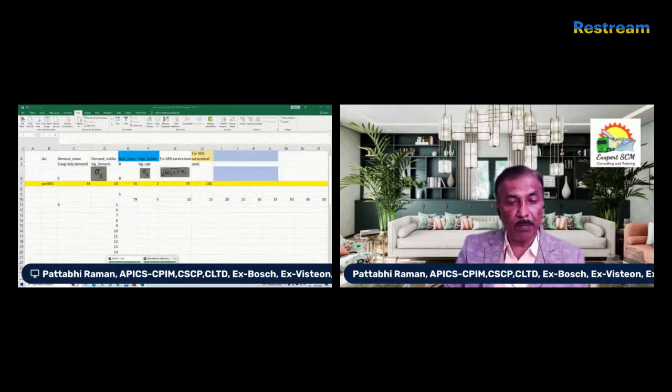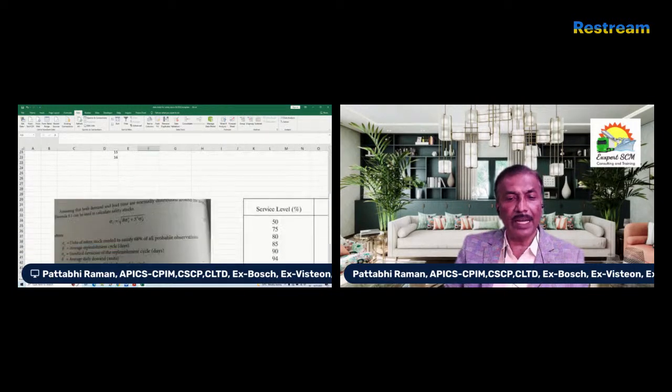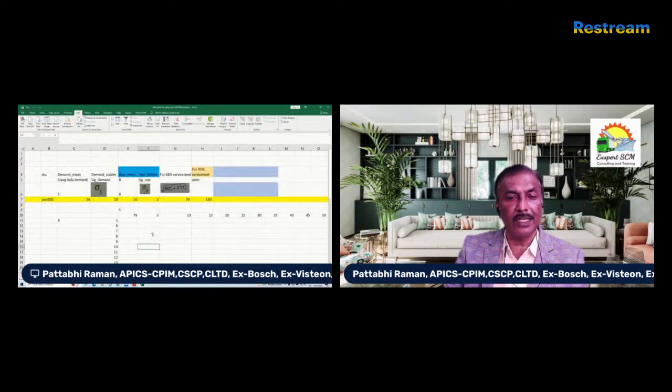So let me open an application file. I hope many of you know how to calculate the safety stock. Anyone has an idea how to calculate safety stock?